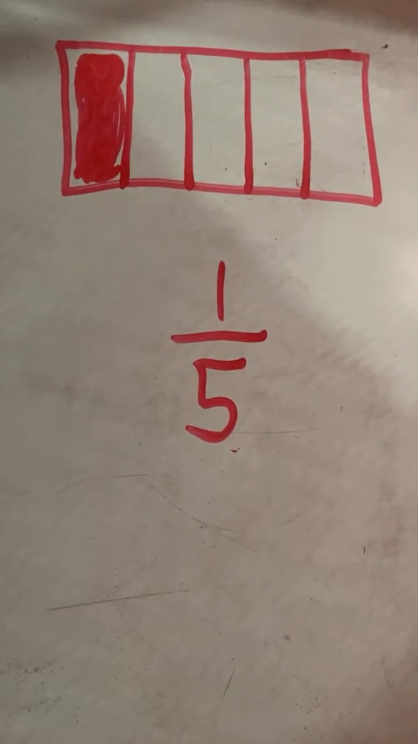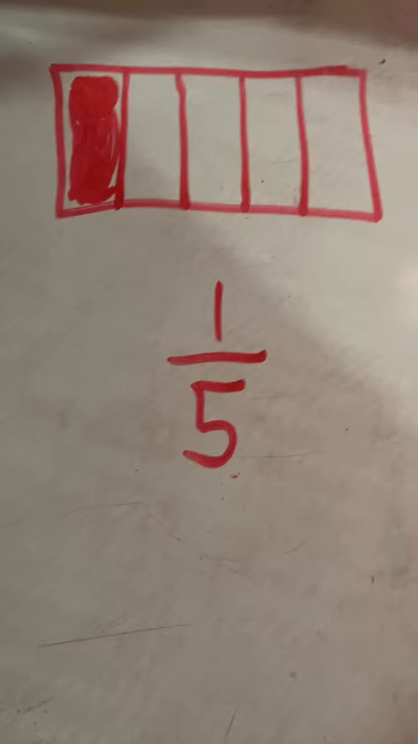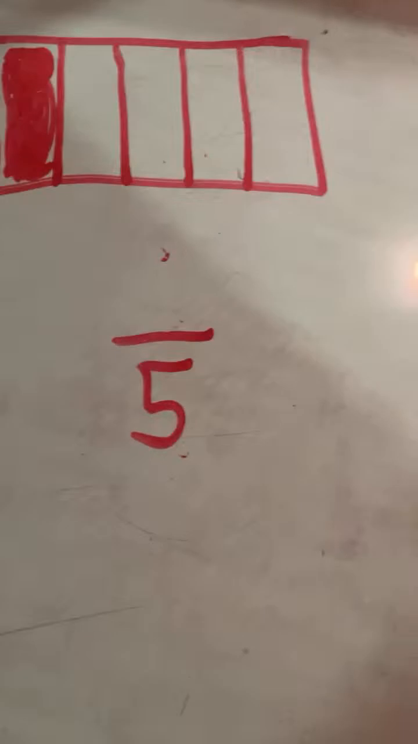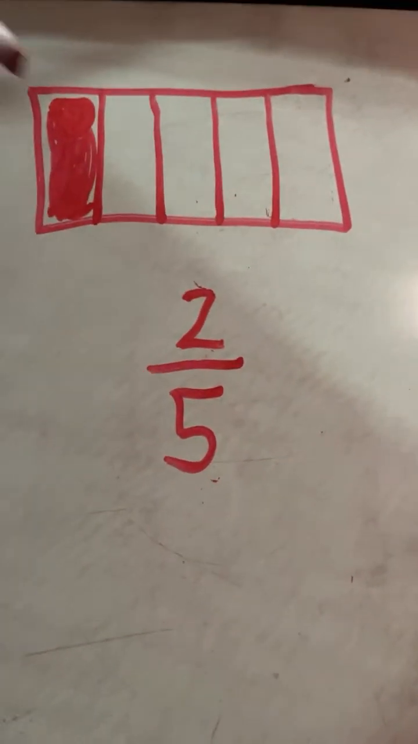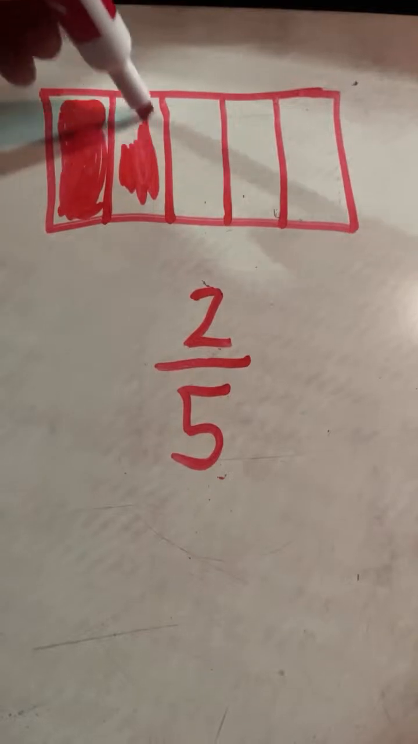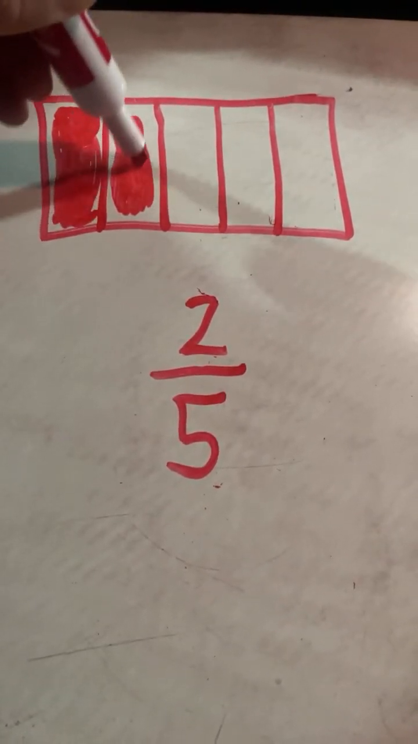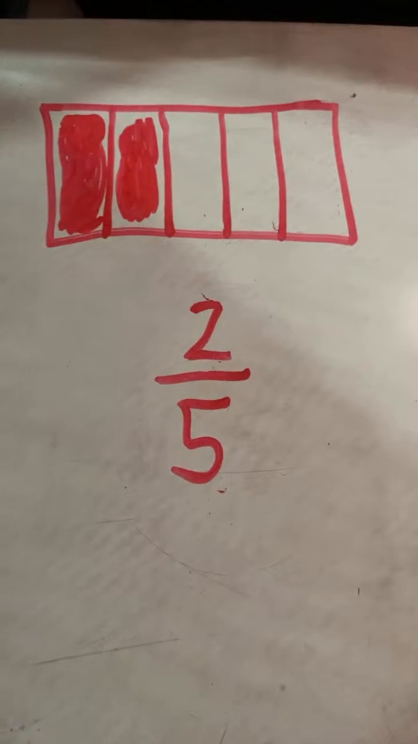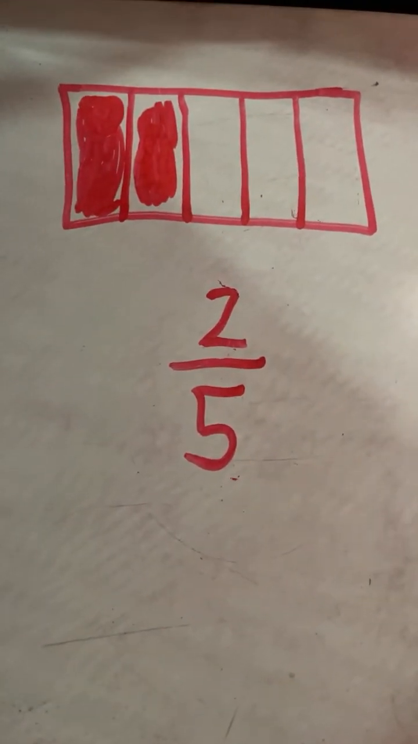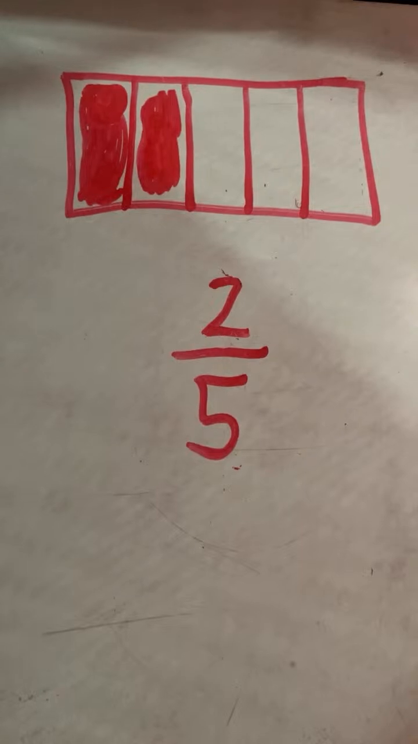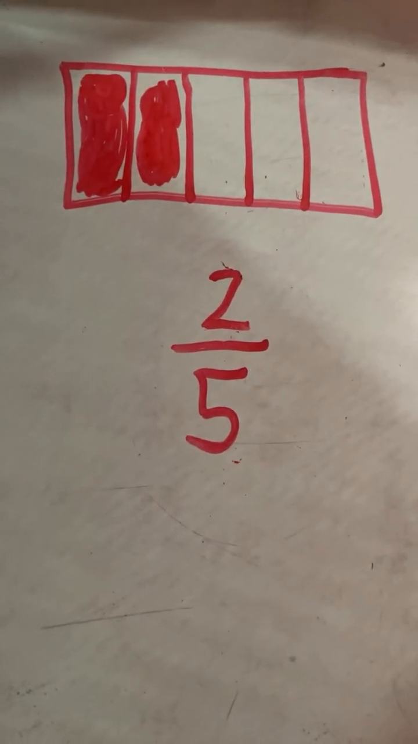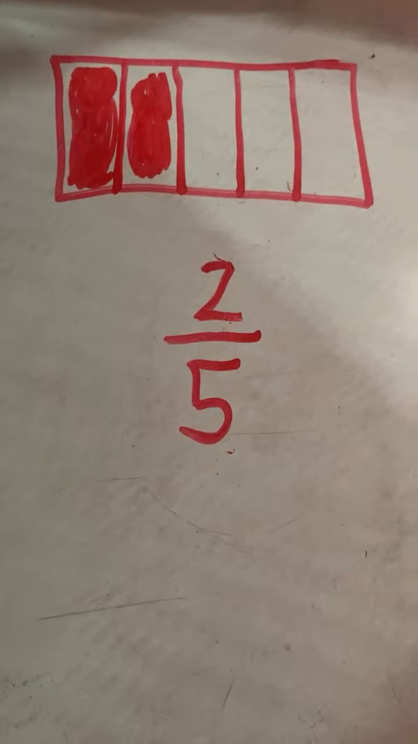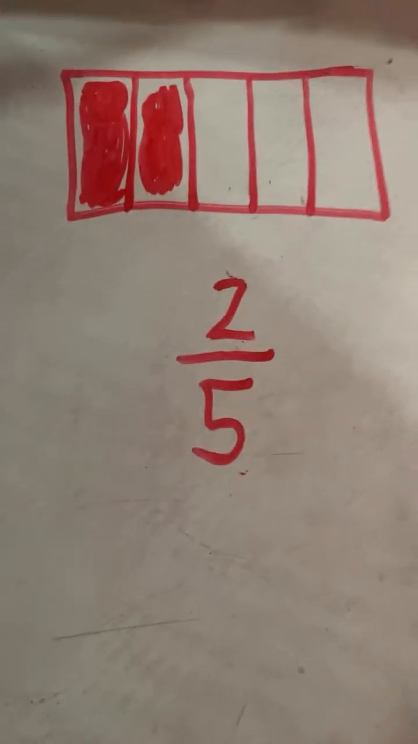Now, if I wanted to represent 2/5, let's say I wanted to represent 2/5. That's going to be my next fraction model. I would simply shade in another part. Now I have 5 total parts, and 2 of the 5 parts are shaded. And I have a fraction model that represents 2/5. Moving on to the next example.